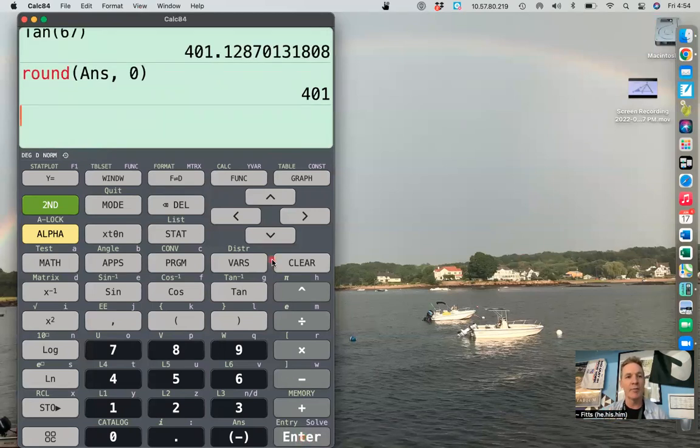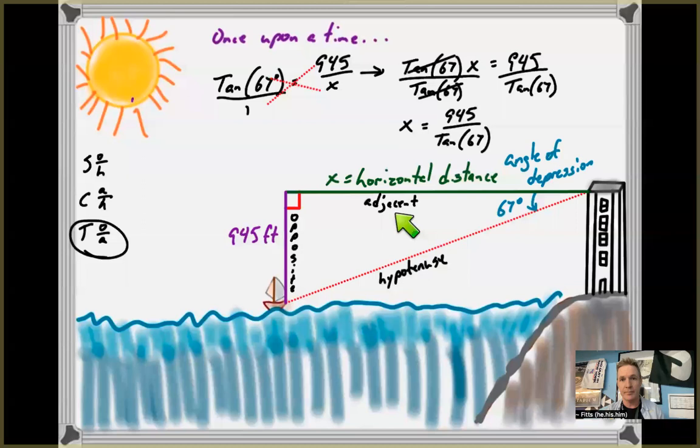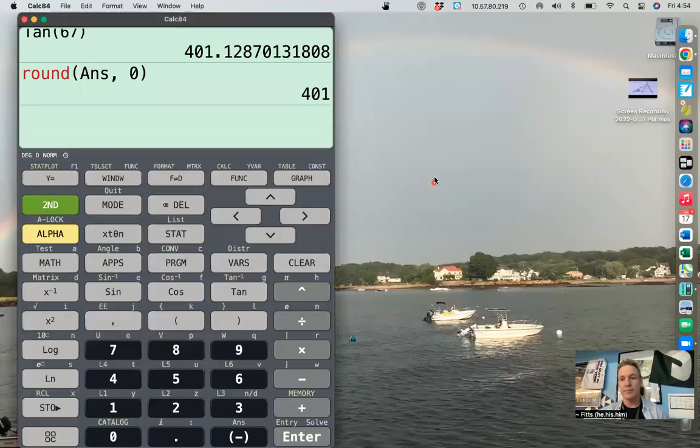Anyway, so that would be 401. So that would be this distance here, 401. Clearly, I did not draw that to scale because that's longer than this. But anyway, you get the picture. There we go. So that's all I have right now.